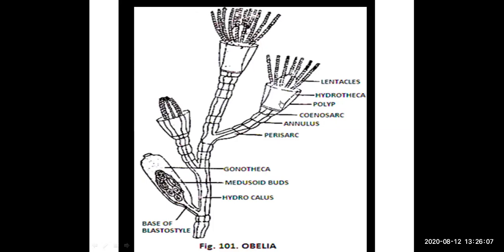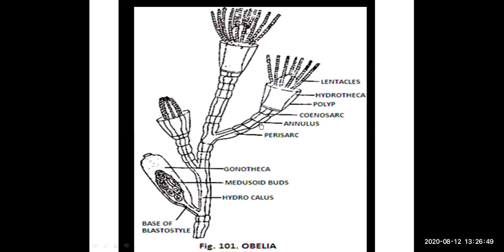The polyp has a wide cavity inside called the gastrovascular cavity or coelenteron. At one end the cavity opens to the outside by the mouth, and at the other end it is connected with the coenosarc canal.